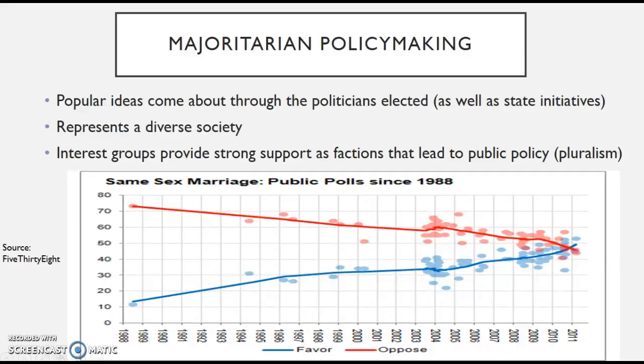Okay, and for our final slide here, to sort of wrap everything up together, it's important when we talk about what's called majoritarian policymaking. So it refers to these popular ideas that come about through politicians elected as well as through state initiatives. And as you can tell with this particular graph here, same-sex marriage public poll since 1988, you'll see a stark difference between people who opposed it and people who favored it. And you'll notice that over time, it wasn't until around 2010, 2011 that you begin to see the majority of Americans favor, in this case, same-sex marriage.